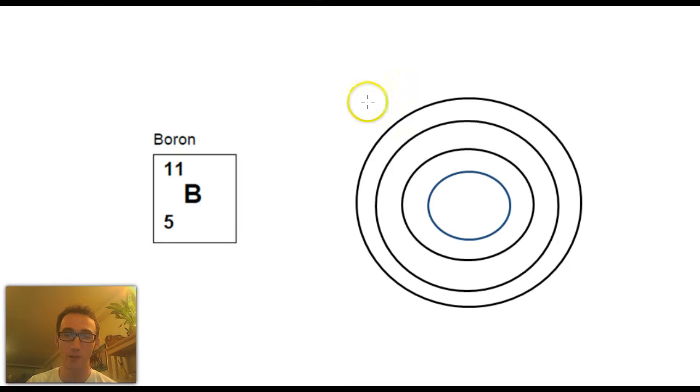What a Bohr diagram is, it's a diagram that shows the arrangement of the electrons in that particular atom. So let's start with a few examples. So here is boron, and this is the scientific, the standard notation of how it's written.